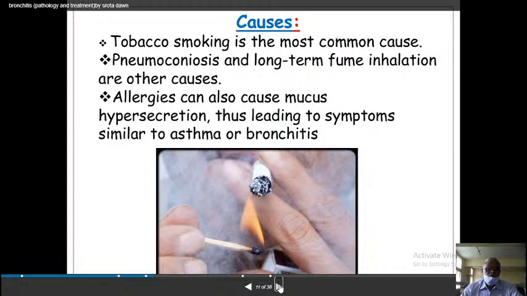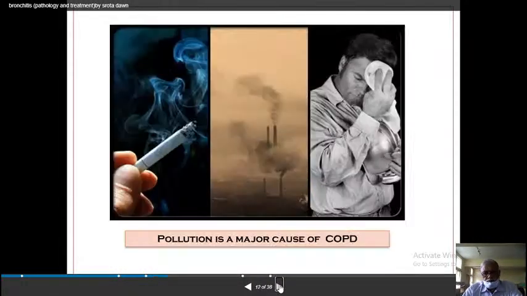The causes: tobacco smoking is the most common cause. Pneumoconiosis and long-term fume inhalation are other causes. Other fume inhalations can also contribute. Allergies can also cause mucosal hypersecretion, thus leading to symptoms similar to asthma or bronchitis. Smoking and air pollution can cause COPD.